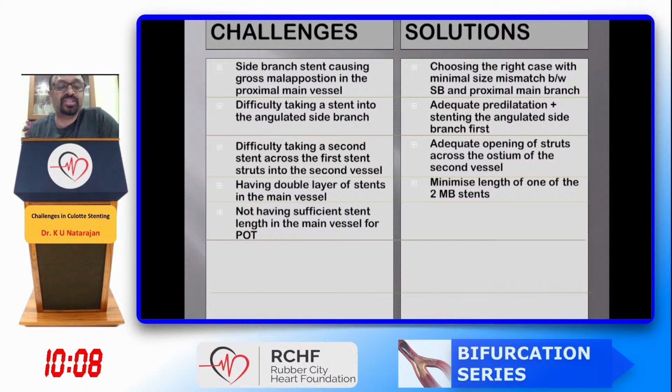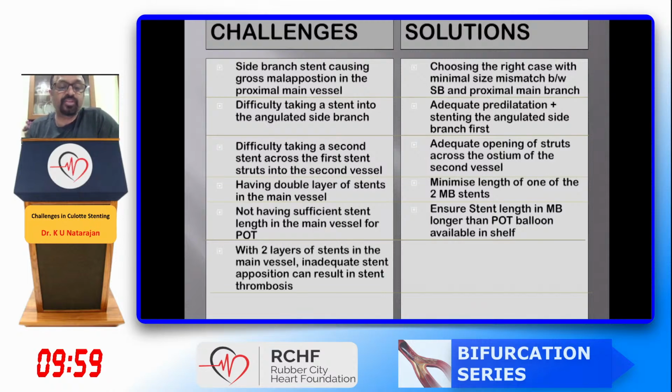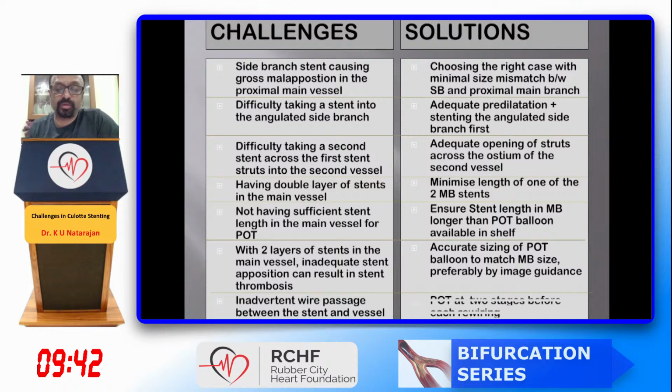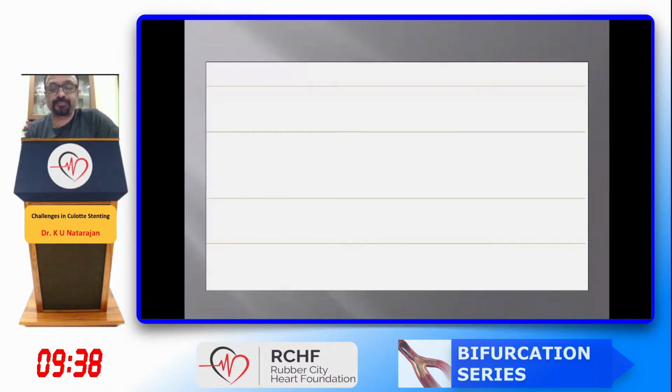Not having sufficient stent length in the main vessel for POT: ensure stent length in the main branch is longer than the POT balloon available in the shelf. With 2 layers of stents in the main vessel, inadequate stent apposition can result in stent thrombosis. Adequate sizing of the POT balloon to match the main branch size, preferably by imaging guidance, will circumvent this challenge. Inadvertent wire passage between the stent and the vessel during wiring can be prevented by adequate POT at every stage.